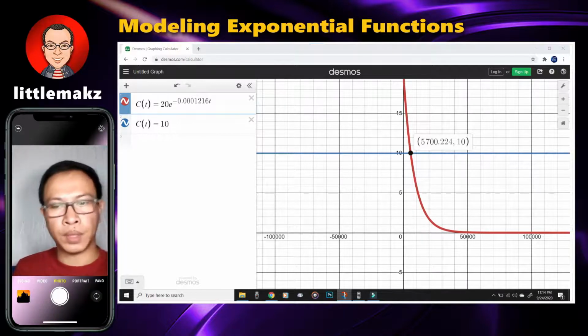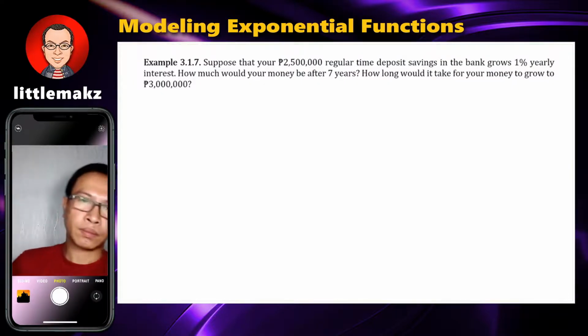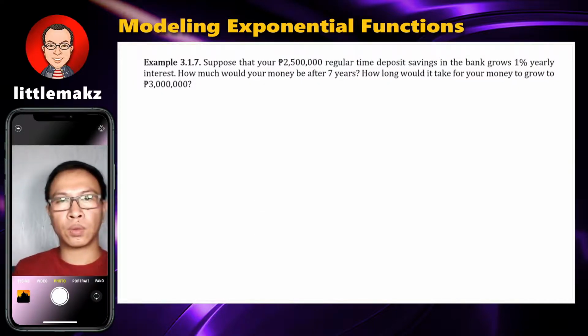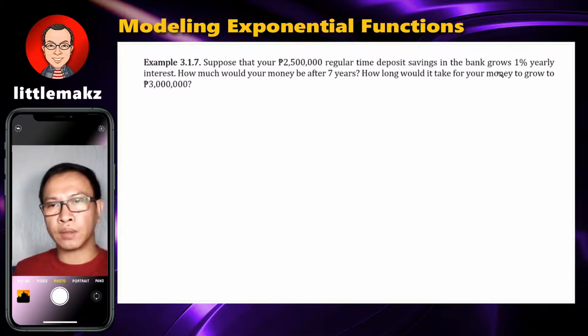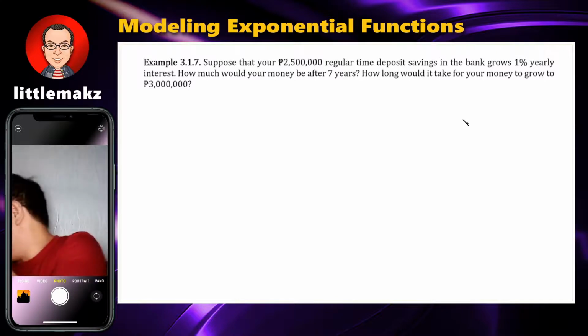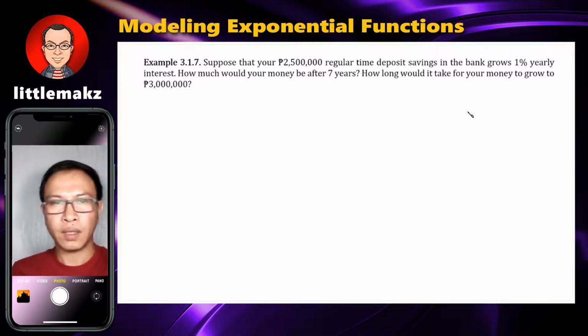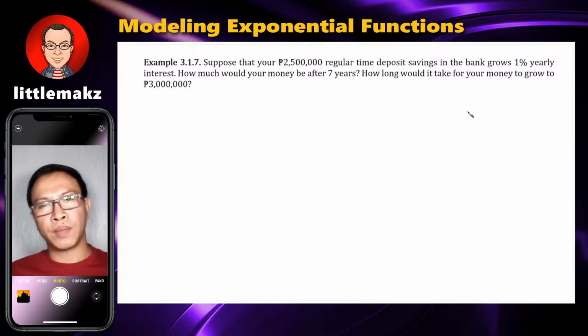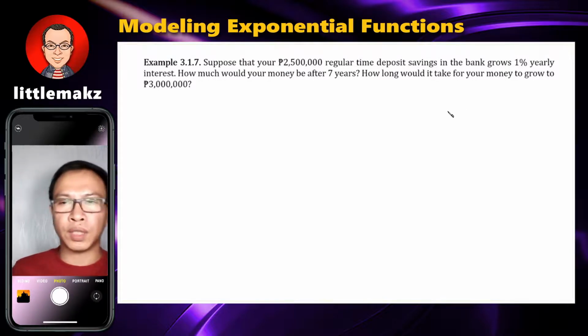So we are now up to our 7th example. Suppose that your 2,500,000 regular time deposit in your savings bank will grow at 1% yearly interest. So how much would your money be after 7 years? And how long will it take for your money to grow to 3 million? So there are two questions here, no?